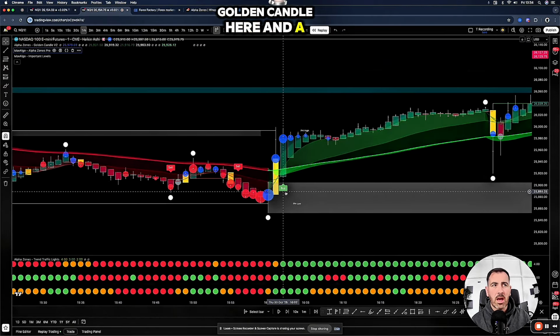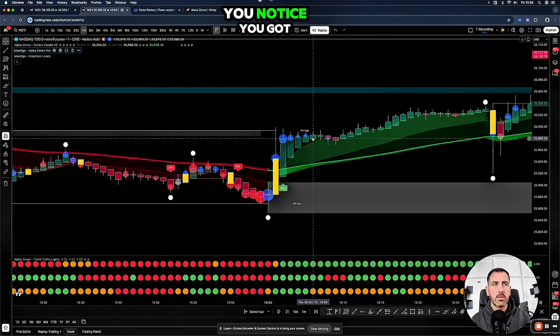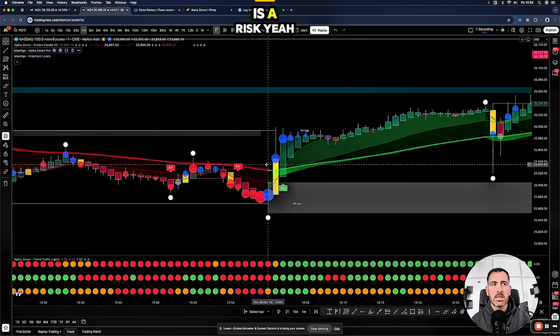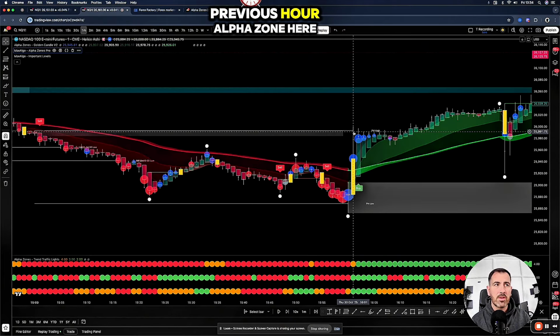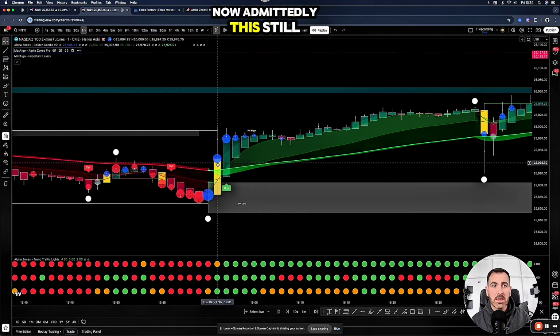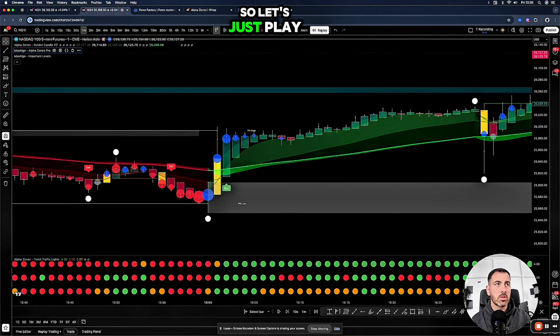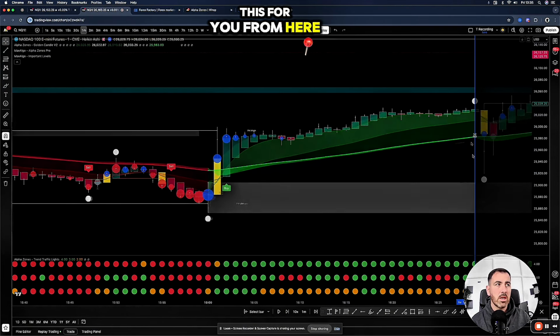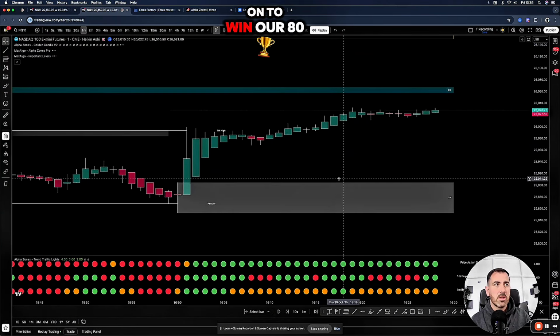Golden candle here and a buy signal. What do you notice here? You notice we've got a previous hour high. That is a risk. So you've got a previous hour alpha zone here and it wicks up and takes that price. Now, admittedly, this still goes on. So let's just play this for you from here. This will still go on to win.